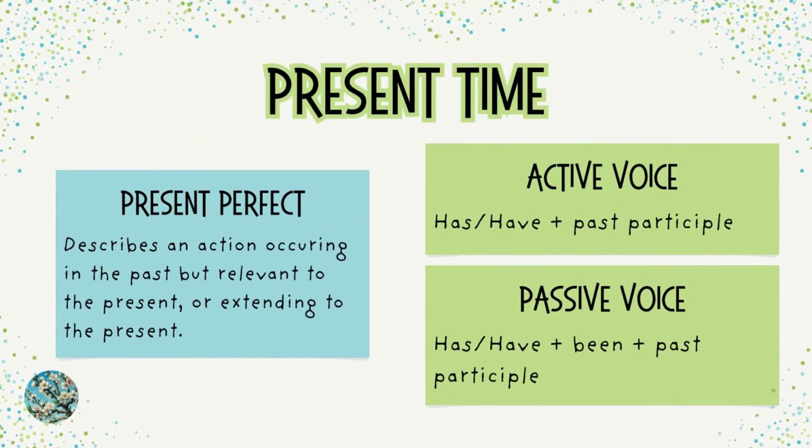And now we have the present perfect tense, which describes an action occurring in the past but relevant to the present or extending to the present. In the active voice, we use has or have with the past participle. And in the passive voice, we also use has or have followed by been and then the past participle.